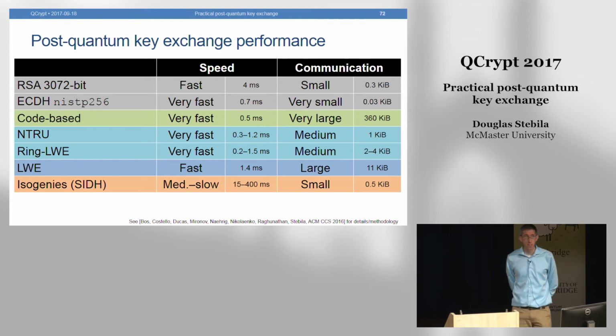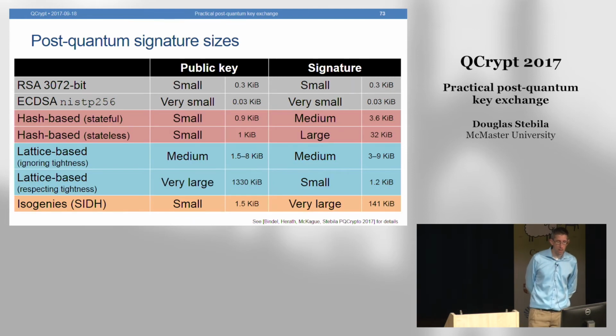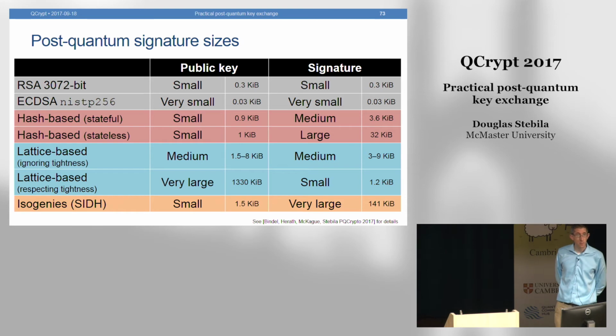If we switch over to signatures, which I haven't really said much about at all, the situation is also difficult for post-quantum algorithms. Here I've got 3 different families: hash-based signatures in red, lattice-based signatures in blue, and elliptic curve isogeny signatures in orange. And again, you can see that sizes are not great. I haven't even put speed on here. I've just put public key and signature size.